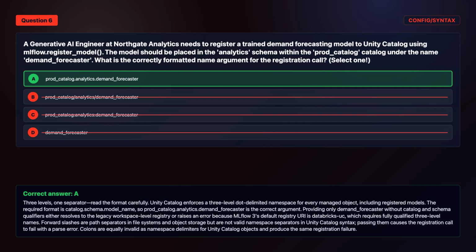Providing only demand_forecaster without catalog and schema qualifiers either resolves to the legacy workspace level registry or raises an error because MLflow 3's default registry URI is Databricks UC, which requires fully qualified 3-level names. Forward slashes are path separators in file systems and object storage, but are not valid namespace separators in Unity Catalog syntax. Passing them causes the registration call to fail with a parse error. Colons are equally invalid as namespace delimiters for Unity Catalog objects and produce the same registration failure.